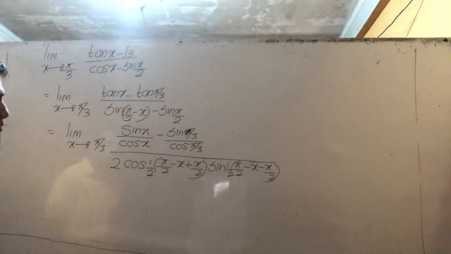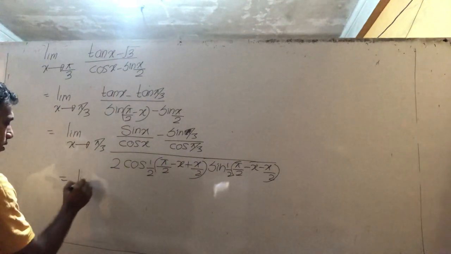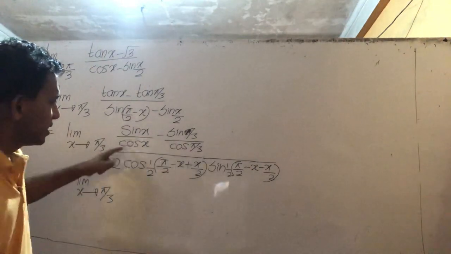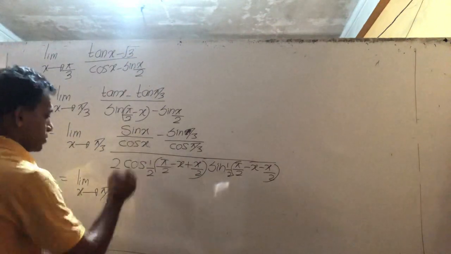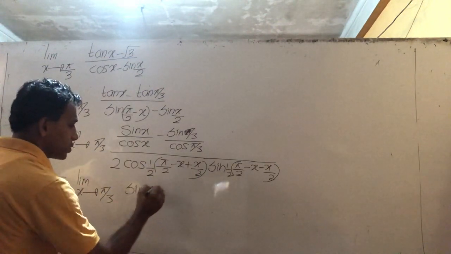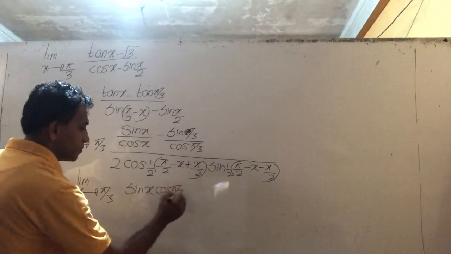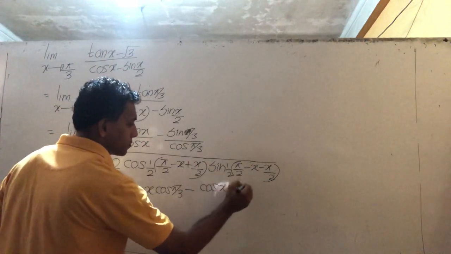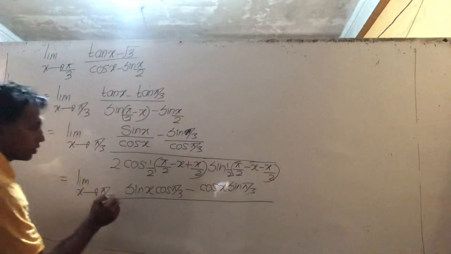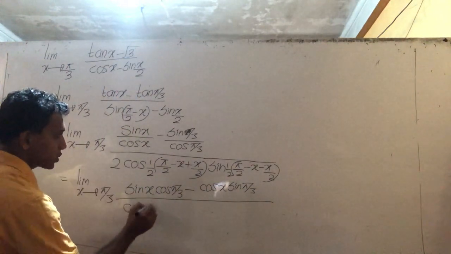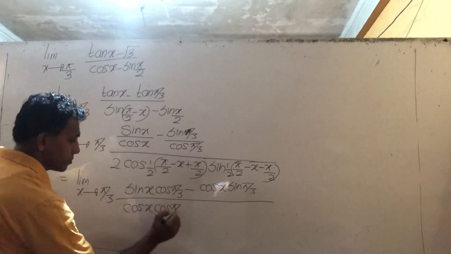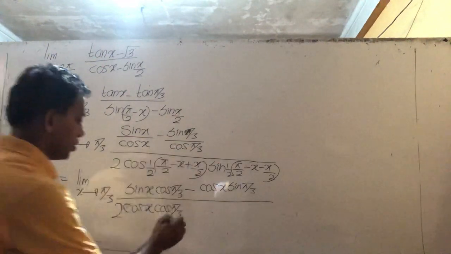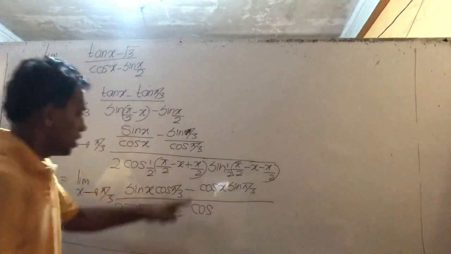Okay. Right. Now what happened? Limit x tends to pi by 3. Using that, the denominator multiple here becomes sine x cos pi by 3 minus cos x sine pi by 3, over, you write the denominator, cos x cos pi by 3. What is below? Here's a 2. I show this 2 here, and write this cos.